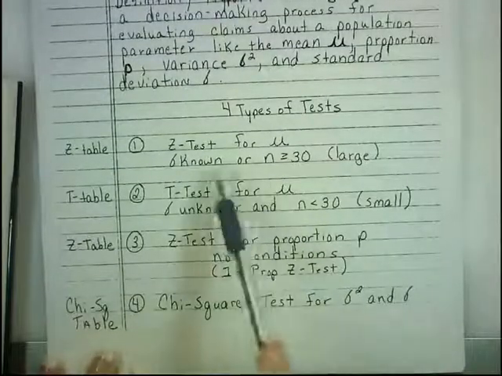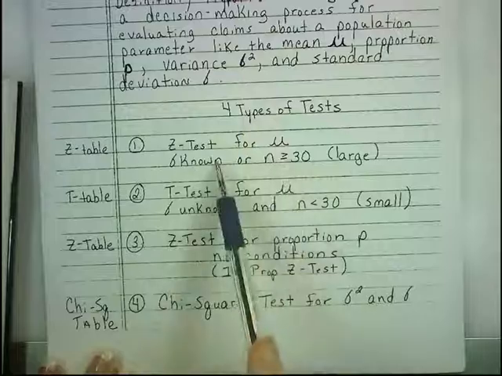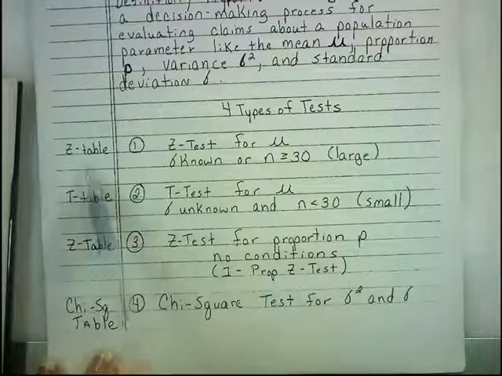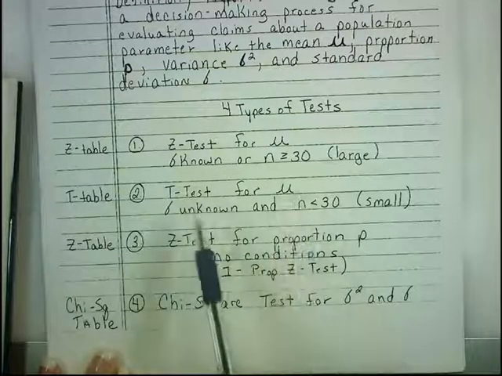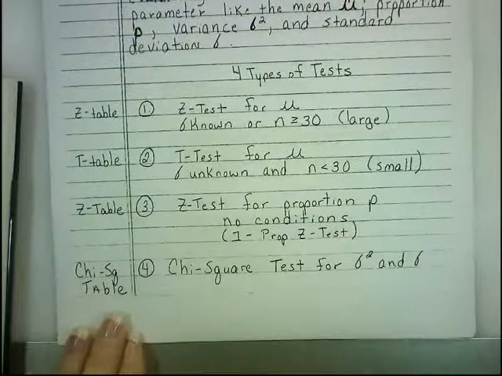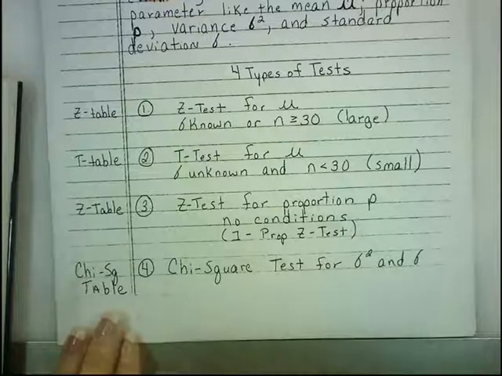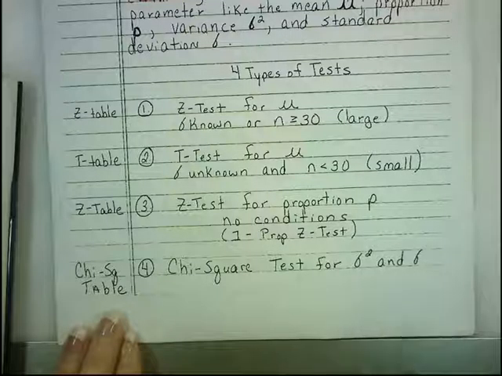The Z-test for the mean, and you've got to meet these conditions. Only one condition has to be satisfied to make it a Z-test. You'll use the Z-table. The T-test for the mean, both conditions have to be satisfied to make it a T-test. You use the T-table. Z-test for proportion, no conditions. You do know that you need to use the Z-table. And the chi-square test for true variance and true standard deviation, you will use the chi-square table.